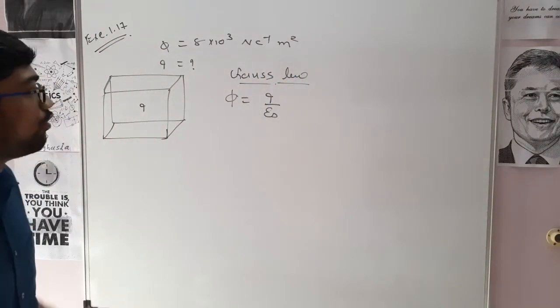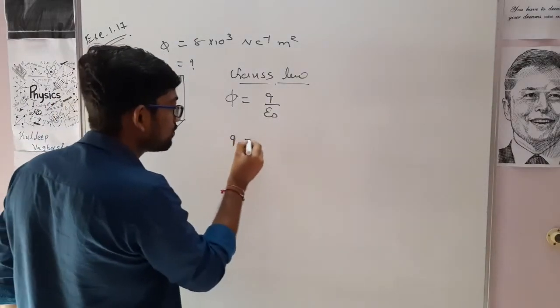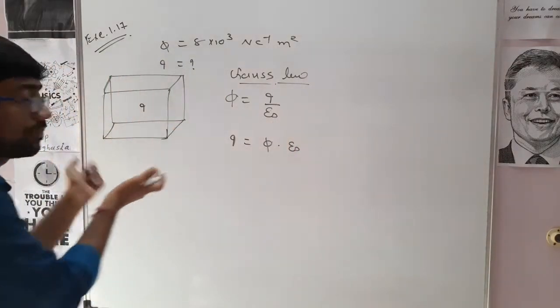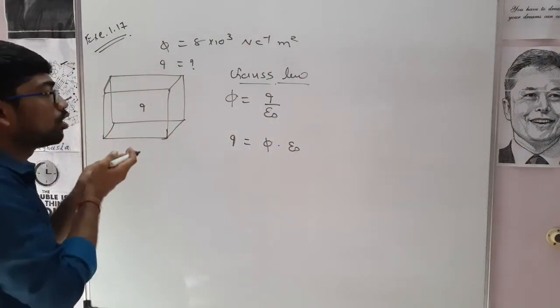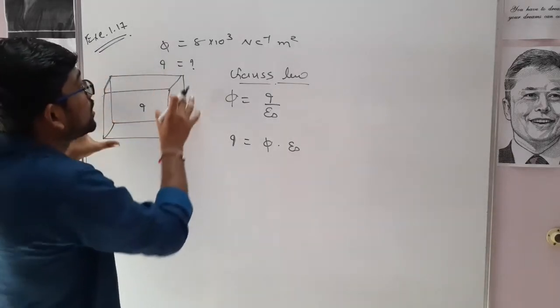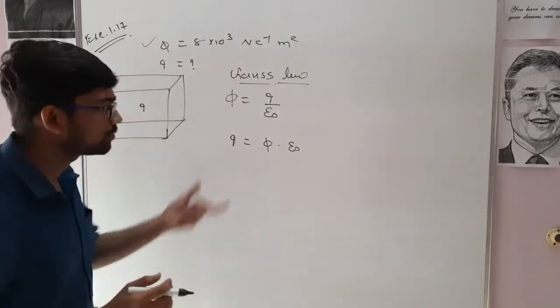Gauss law: flux is equal to charge by epsilon naught. So charge is equal to flux into epsilon naught in a closed surface. Gauss law applies to a closed surface. A box is a closed surface. Inside the box charge is present, and the flux created outside is 8 into 10 to the power 3. So you can find the charge this way.